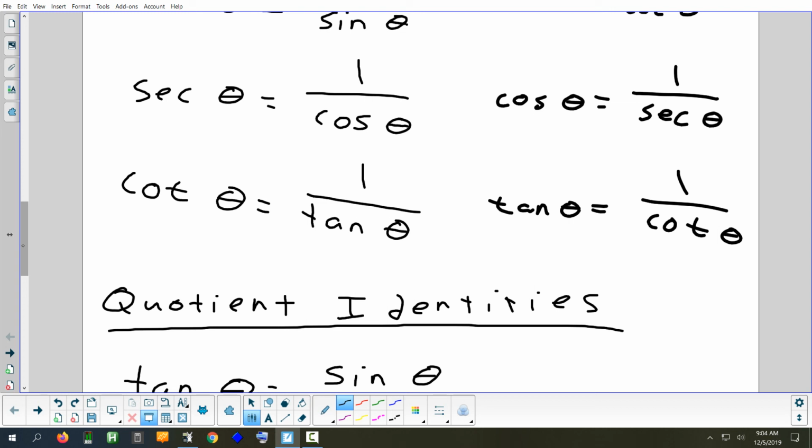Oh, Courtney? You lost me. What's the connection between tangent and cotangent? They're the reciprocal. You flip one to get the other.